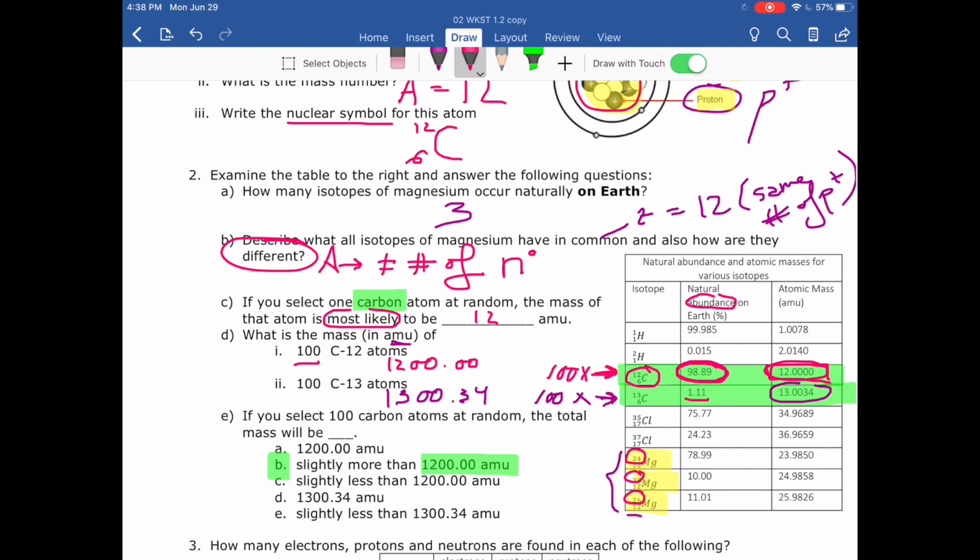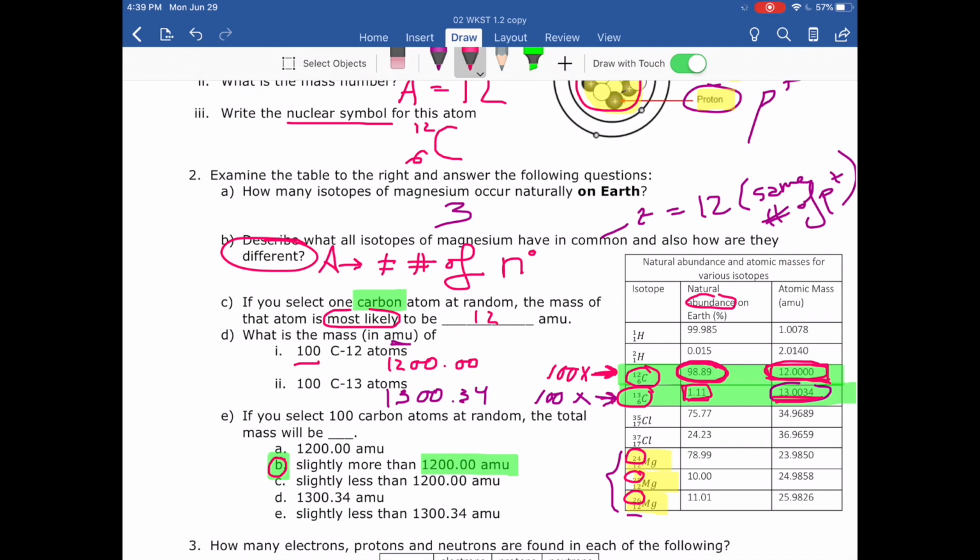So the mass of the carbon atoms is going to be 12. But the thing is that we still have 1% of those carbon atoms that are the other type of isotope. So that's why, because the mass is a little higher than that, we say that it's going to be slightly more than 1200 AMUs.